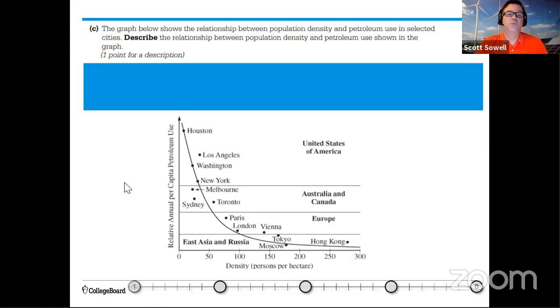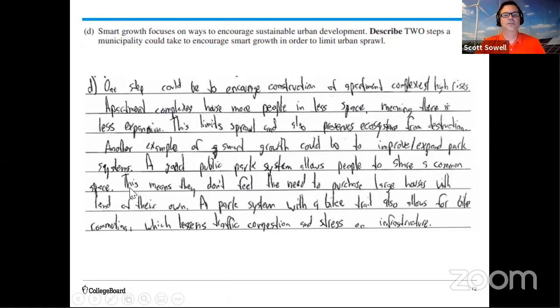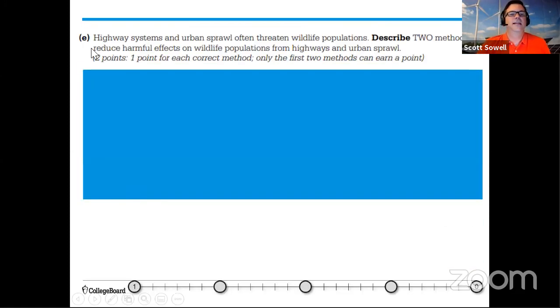But the explanation would come into play that probably if you're living in Hong Kong in a highly dense area, you're using less fossil fuels because you're walking a lot of places. As opposed to if you live in Houston, you're relying on cars a lot to get around from place to place. So I'm going to jump to the last part here.